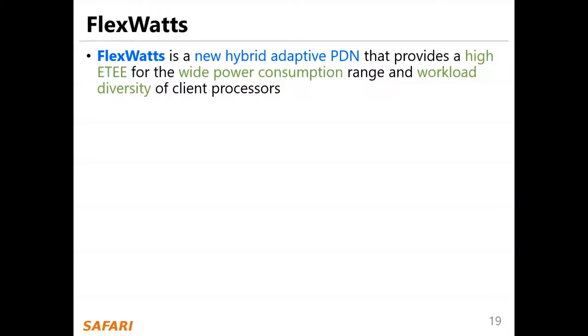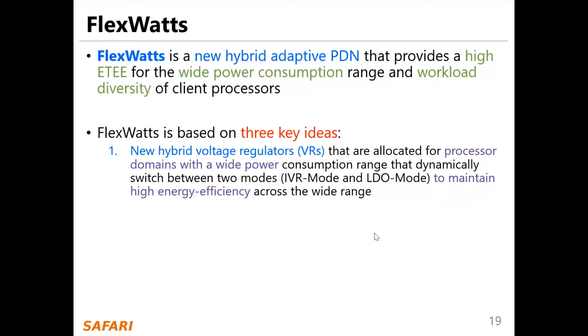We propose FlexWatts. FlexWatts is a new hybrid adaptive PDN that provides high end-to-end efficiency for the wide power consumption range and workload diversity of client processors. FlexWatts is based on three key ideas. First, new hybrid voltage regulators that are allocated for processor domains with wide power consumption range that dynamically switch between two modes, IVR mode and LDO mode, to maintain high energy efficiency across the wide range.